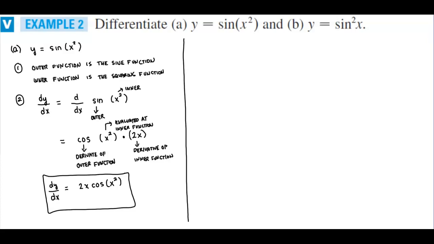Now let's take a look at part B. Okay, so we know that we have y, which is equal to sine squared x. So we need to identify what is the outer function and then what is the inner function. Well, the outer function here is the squaring function. And the inner function is the sine function.